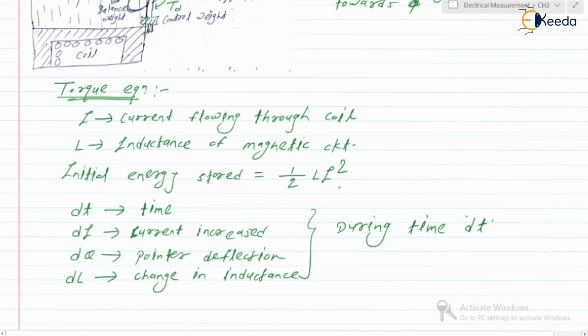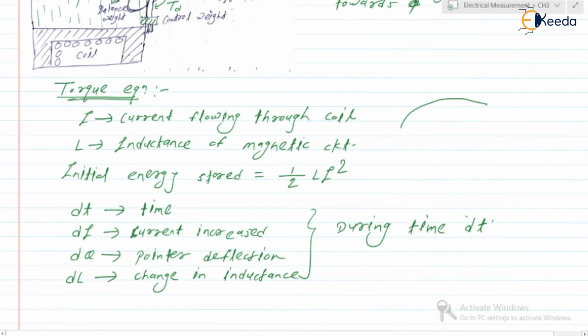Next, during the time interval dt we have increased the current by amount di. Due to this increased current di, there will be a change in the flux as well as a change in the inductance of the magnetic circuit by amount dL. And what about the change in the pointer deflection? It is d theta. Initially the pointer was at some position, and during time interval dt, after circulation of the current di, the pointer has changed its position.